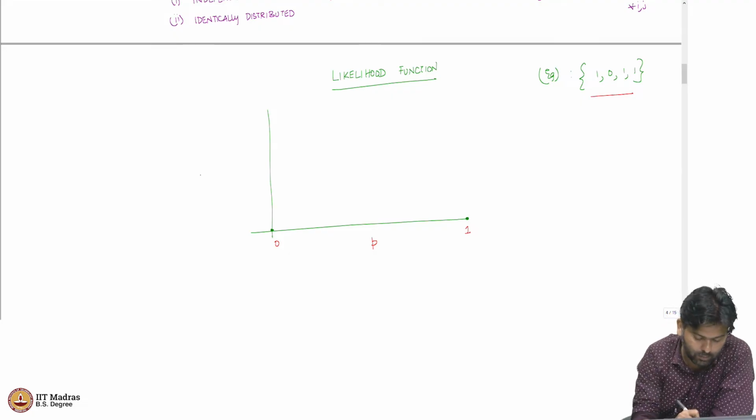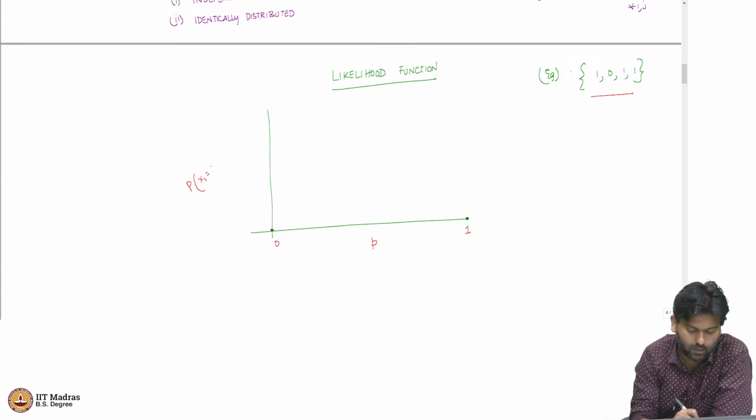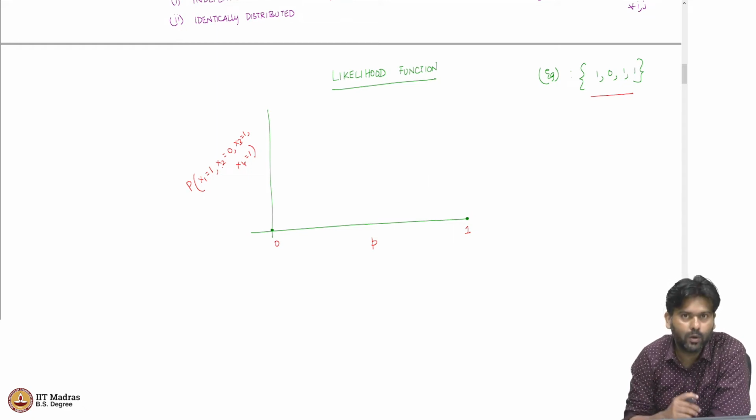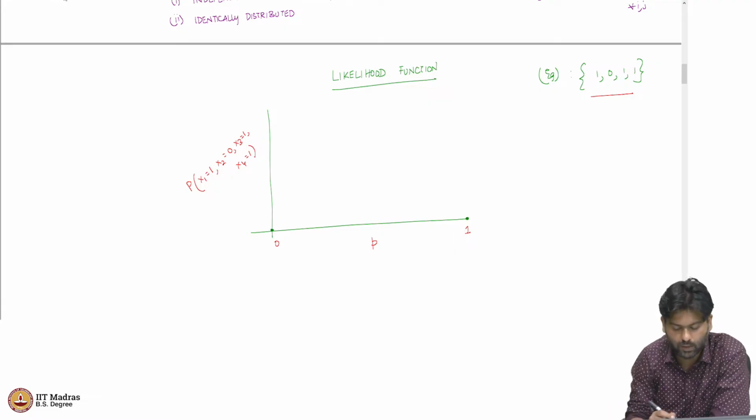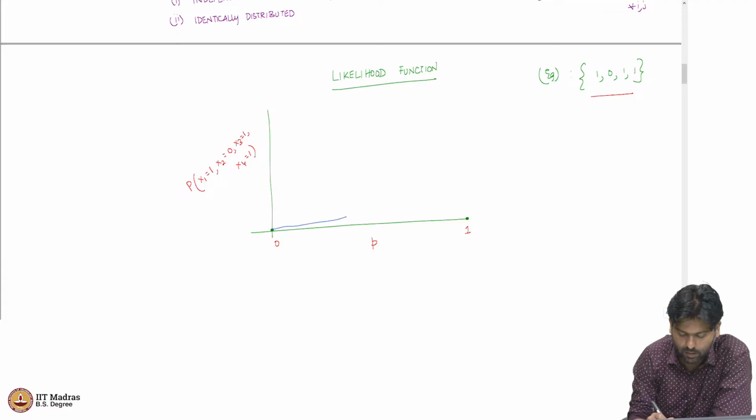This is the probability that your first outcome was 1, the second outcome is 0, the third outcome is 1, and the fourth outcome is 1. Now, you can plot this. For every value of p, you can ask what is the probability that I observe this data, and that is what we are calling the likelihood here. If I plot this, and you could try plotting this for this example, it looked something like this. The curve looked something like this.